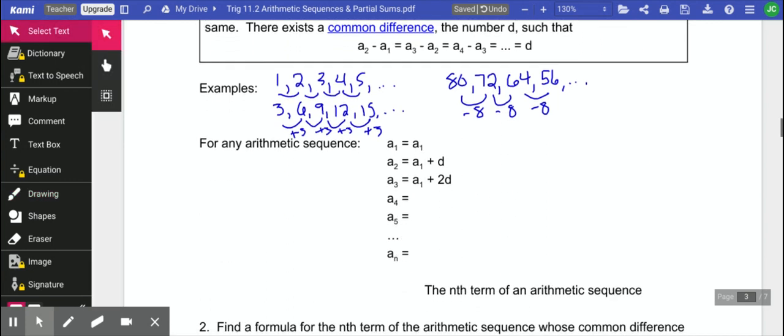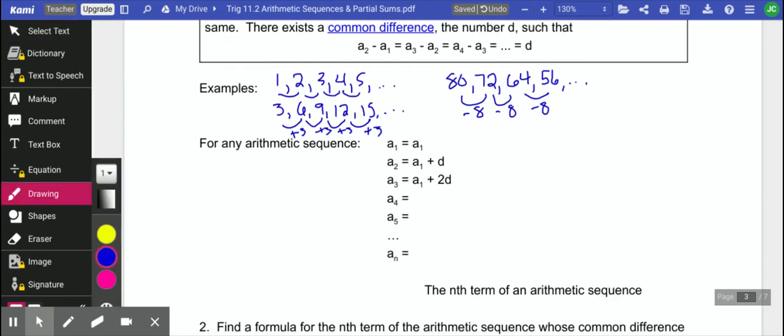For any arithmetic sequence, start with the first term. To get the second term, we have to add the common difference. So we have A1 plus D. For the third term, we have to add that common difference again. So now we have A1 plus 2D. To get to the next term, we need to add the common difference again. So we get A1 plus 3D. To get to the fifth term, we have to add the common difference again. So we have A1 plus 4D.